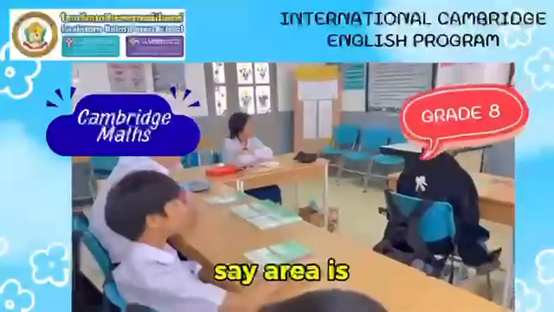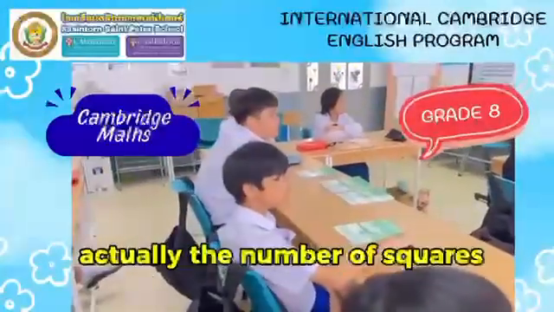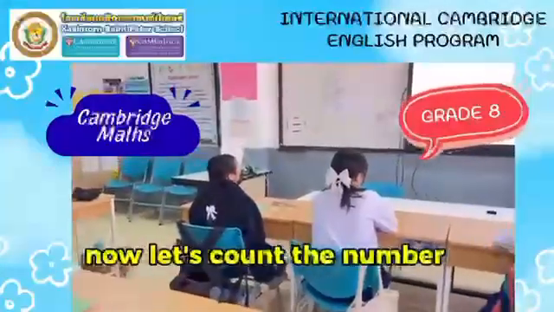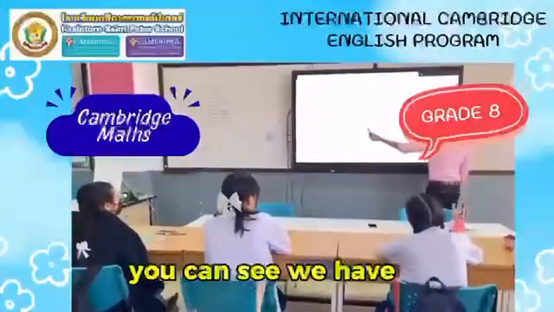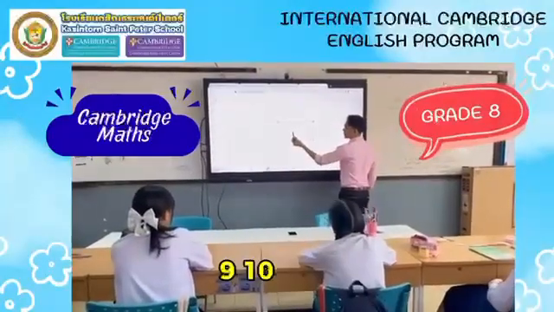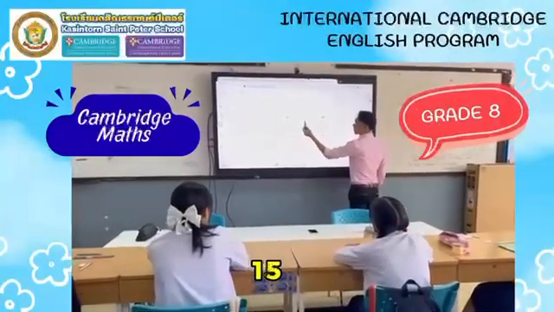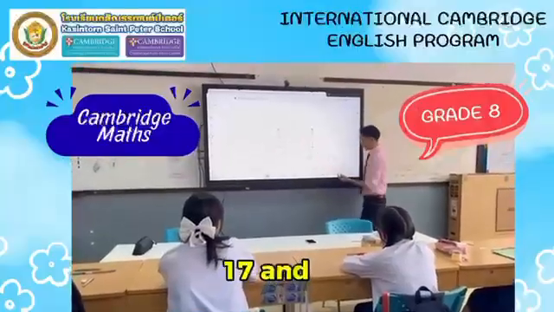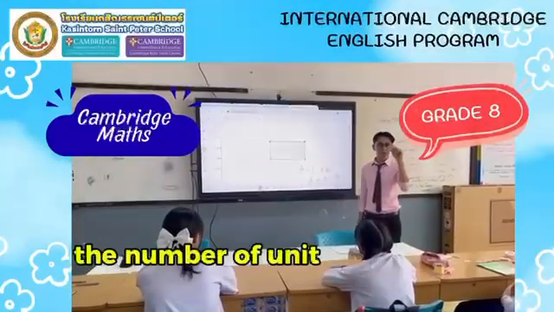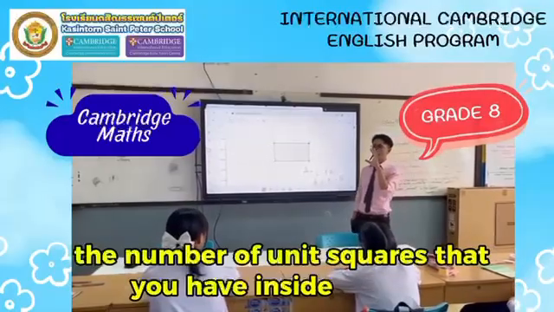Now, when we say area, it is actually the number of squares that is inside the shape. Now, let's count the number of squares that we have. You can see we have 1, 2, 3, 4, 5, 6, 7, 8, 9, 10, 11, 12, 13, 14, 15, 16, 17, and 18. So that is the concept of area: the number of unit squares that we have inside the block.